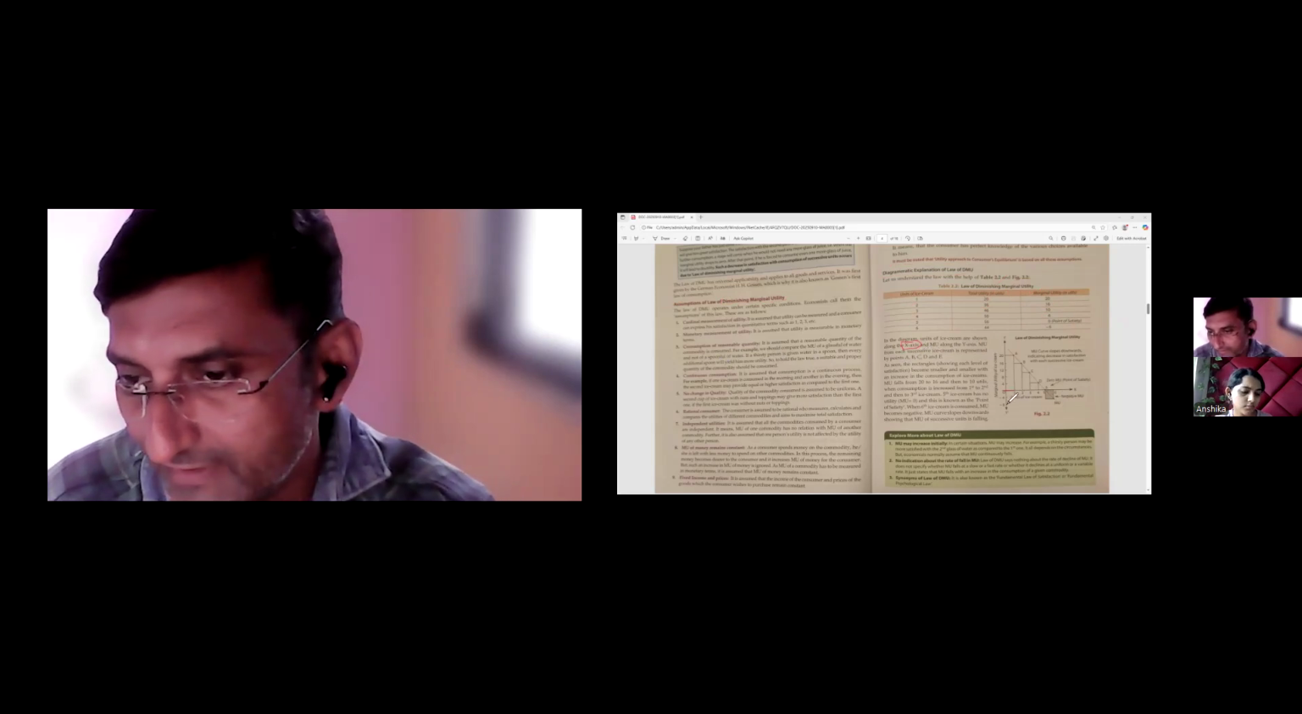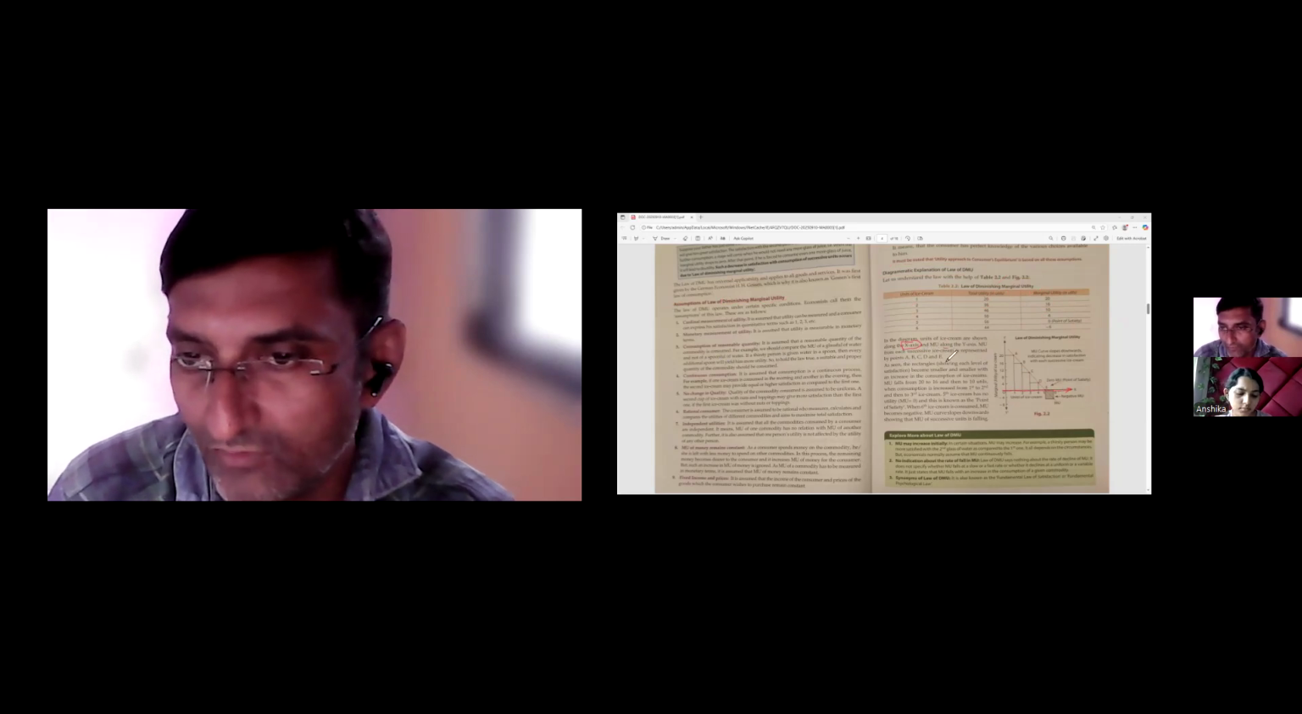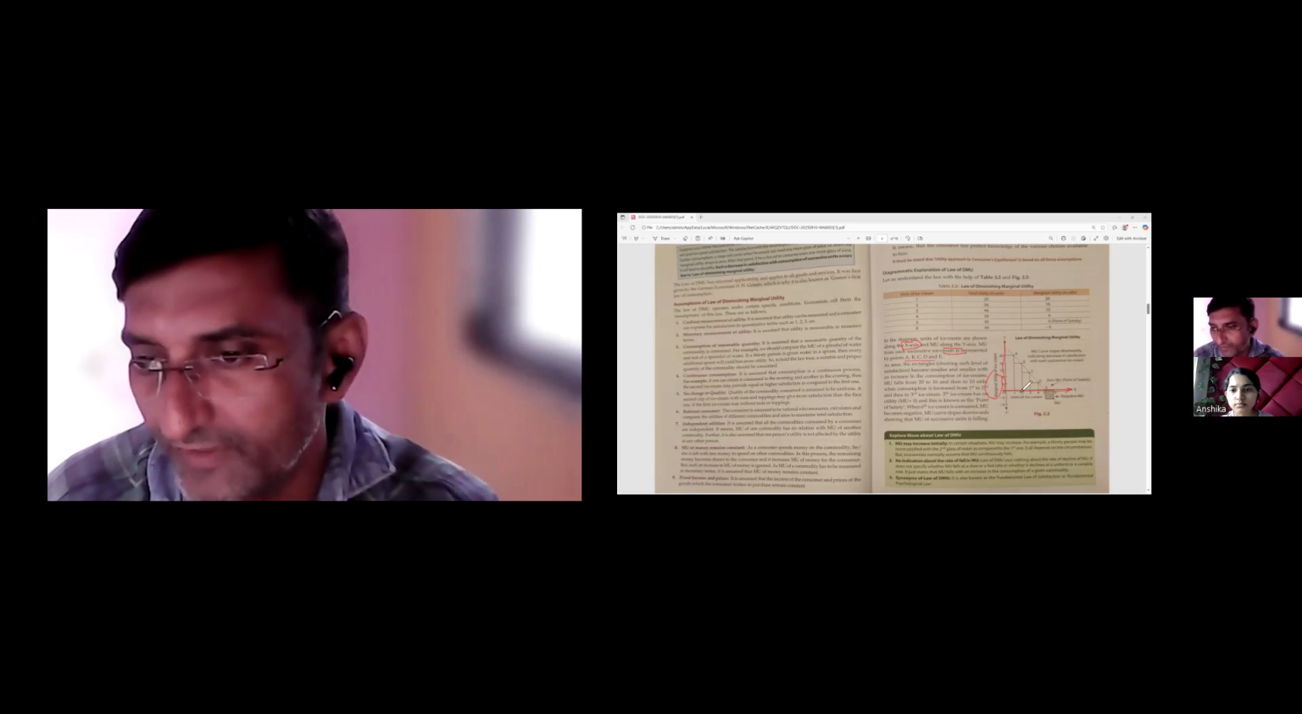In the diagram, units of ice cream are shown on the x-axis. See, here is your x-axis, right? And MU is along the y-axis. This is the y-axis, right? Now, MU from each successive ice cream is represented by points A, B, C, D, E.